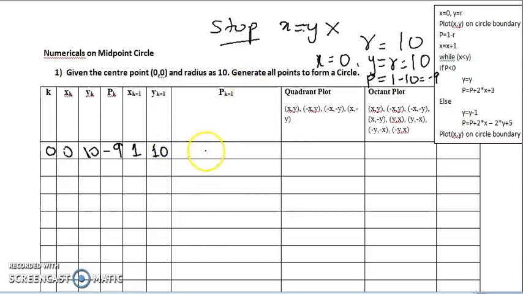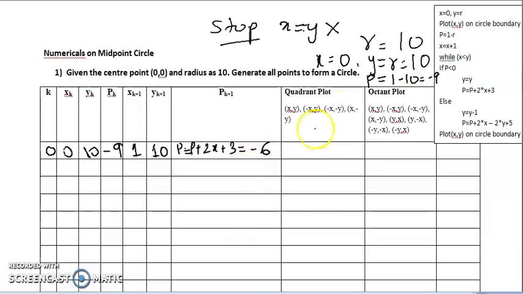So what will happen to my pk plus 1? My next value of p is p plus 2x plus 3. And what is that value? P is minus 9, plus 2 times x, which is 0, plus 3. So it is minus 9 plus 3, and I get the value as minus 6. So this is your iteration number 0, wherein I am getting my new values of x and y as 1, 10, and my next pk plus 1 is nothing but minus 6.